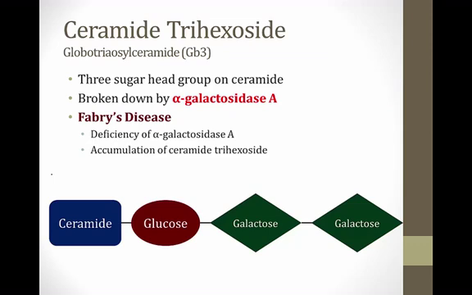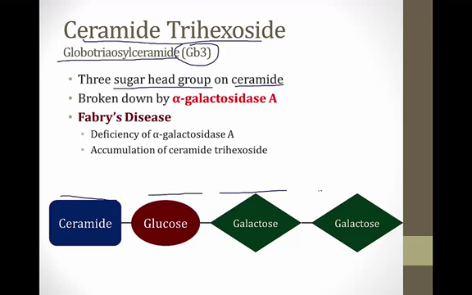The first lysosomal storage disease we'll discuss involves abnormal metabolism of ceramide trihexoside. This also goes by the name globotriacylceramide, or GB3. And this structure contains a ceramide molecule, like I showed you on the last screen, connected to a 3-sugar head group. There's a ceramide connected to glucose and then 2 galactose molecules. And this structure is broken down inside of lysosomes by an enzyme called alpha-galactosidase A. And children who are born with a deficiency of alpha-galactosidase A have a condition called Fabry's disease, where they accumulate ceramide trihexoside.